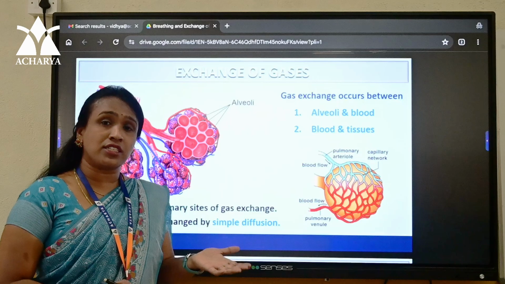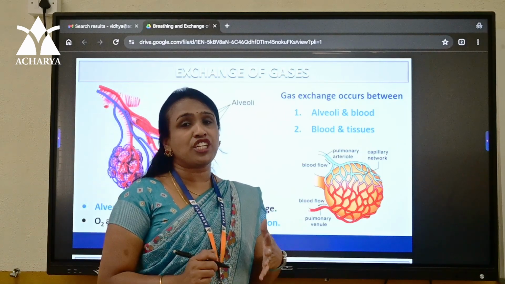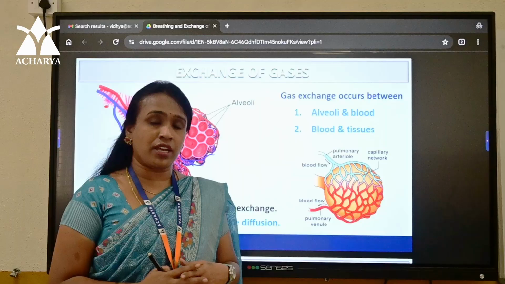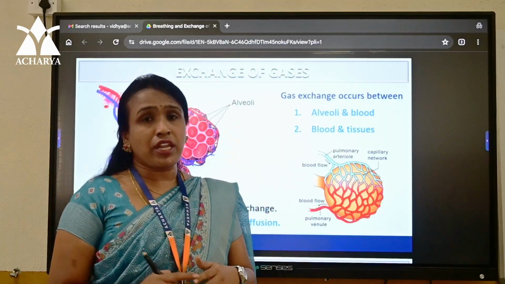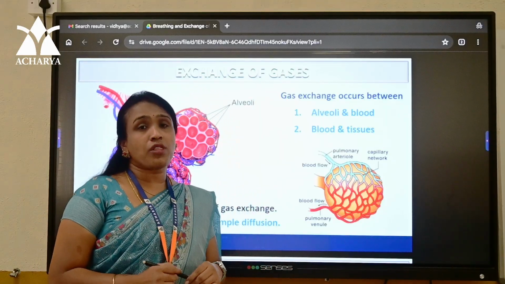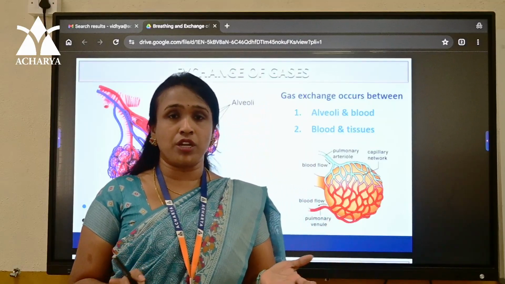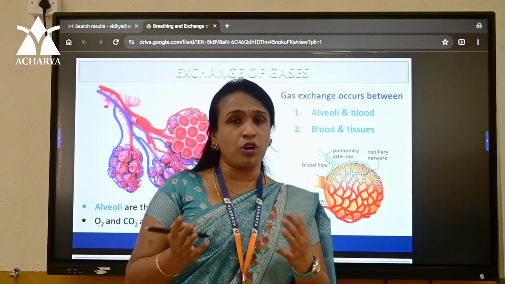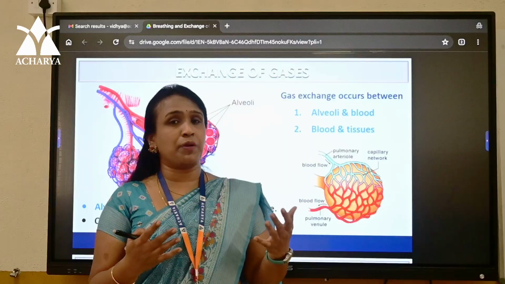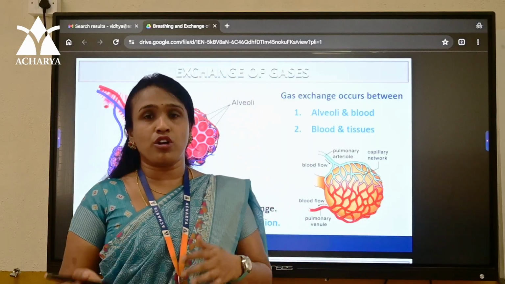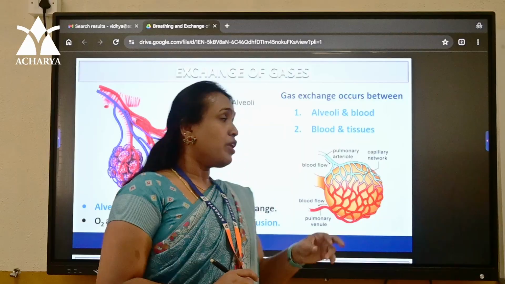Then which is the secondary site? Secondary site is the tissues of the organs where the exchange of gases takes place. And very importantly, how the actual exchange takes place. It is by simple diffusion from higher pressure area to lower pressure area. Same like pressure, we have the concentration, higher concentration gradient to lower concentration gradient.